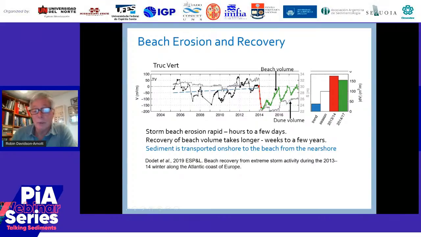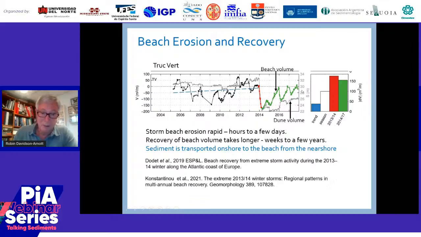But what a paper by Daudet et al. showed was that if we continue to monitor the beach over the next few years, the beach recovers. So that within 3 or 4 years, most of the beaches in this region had recovered to pretty well their previous volume, the volume previous to the storm events. And while the dunes had not recovered as much, in most areas the dunes were recovering.